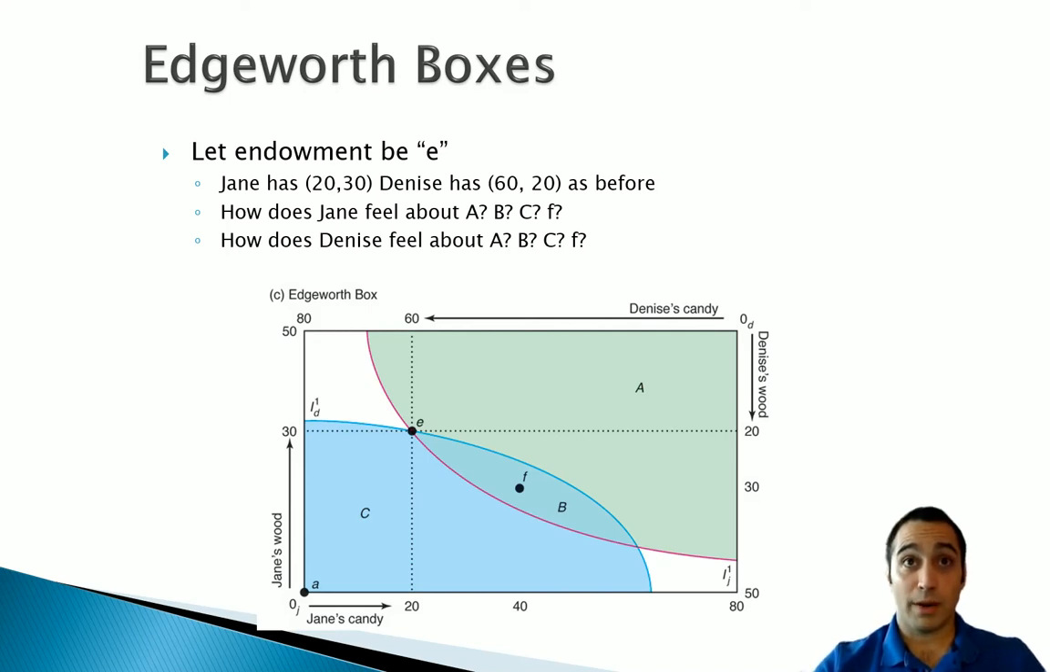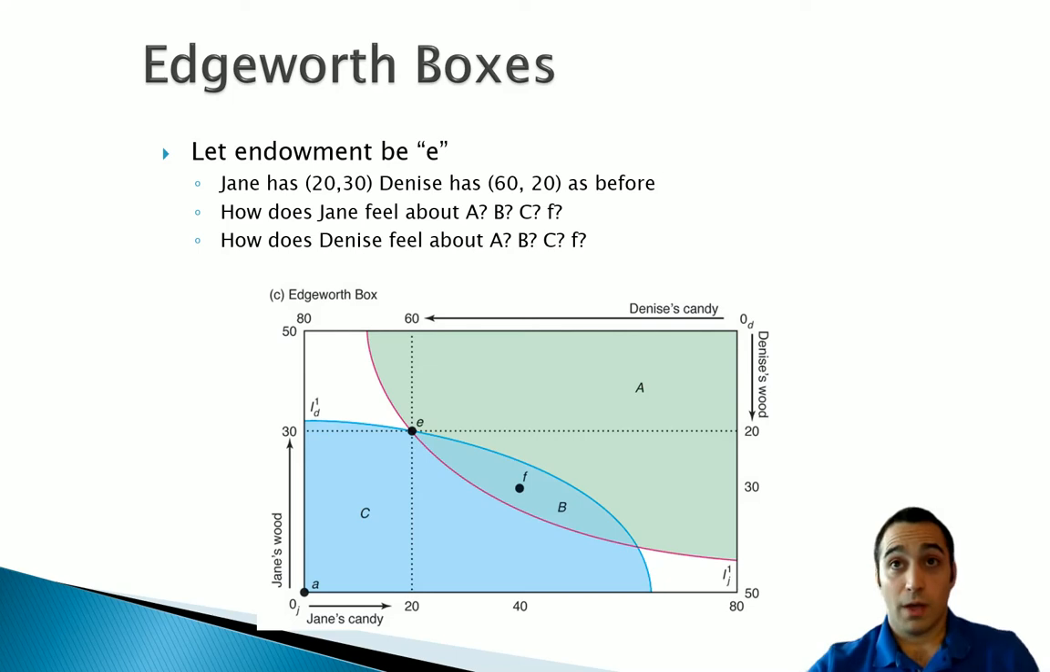Next, let's think about the different regions in this diagram. If we start at point E, how does Denise feel about all of the points in region A? We're going to call that the green area. And how does the other person feel about the entire green area? Next question, how does Jane feel about the blue area below the pink line? And how does Denise feel about the blue area beneath the pink line? Lastly, tell me how each of the two individuals feels about this lens in between the two indifference curves. Answer that one out, come back to me.